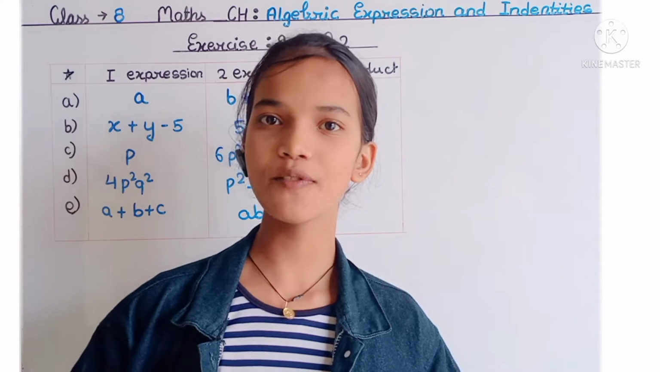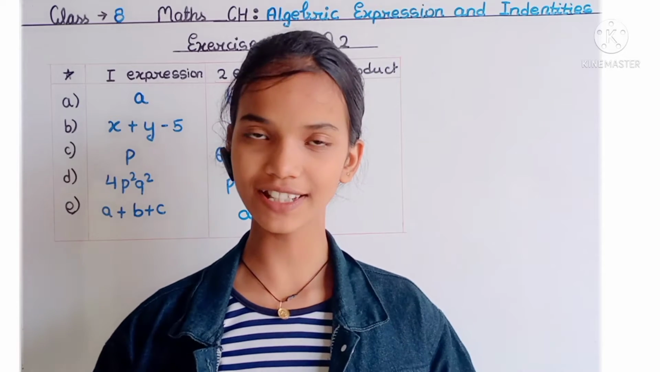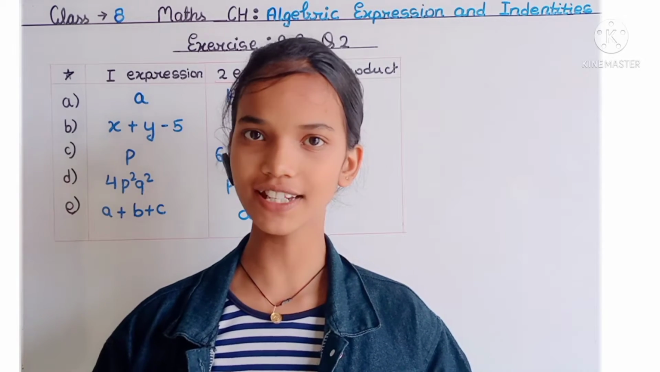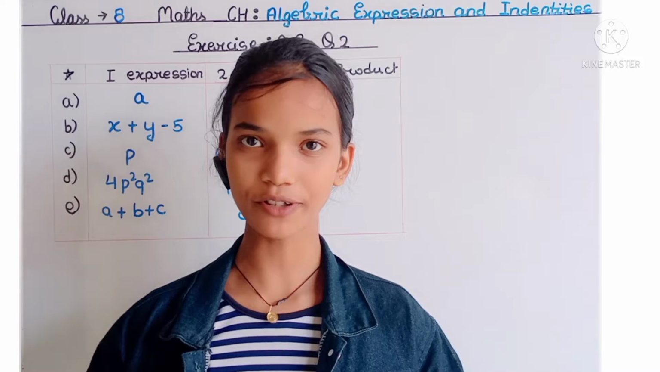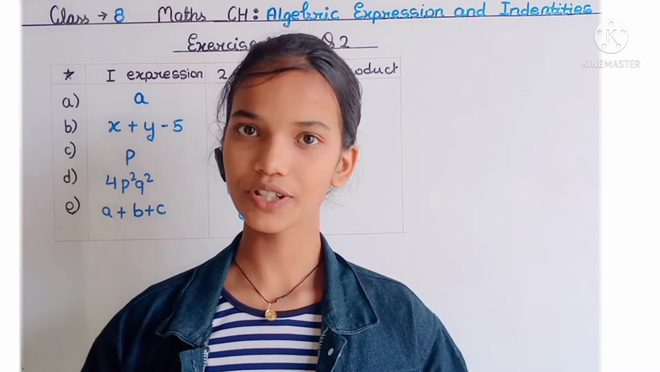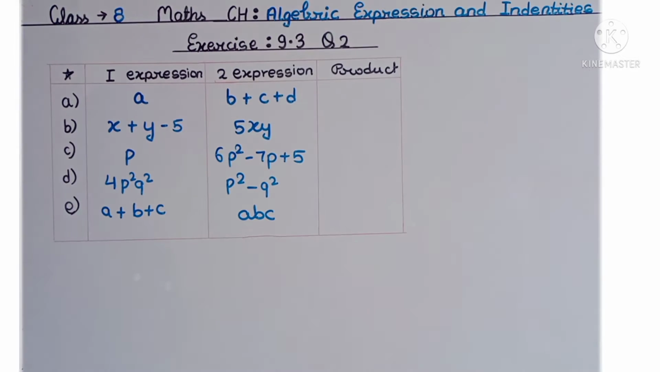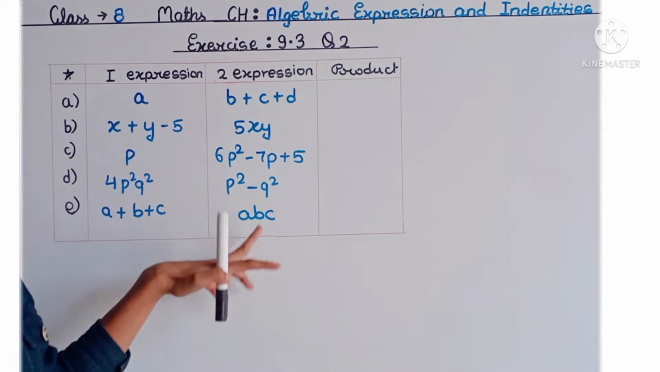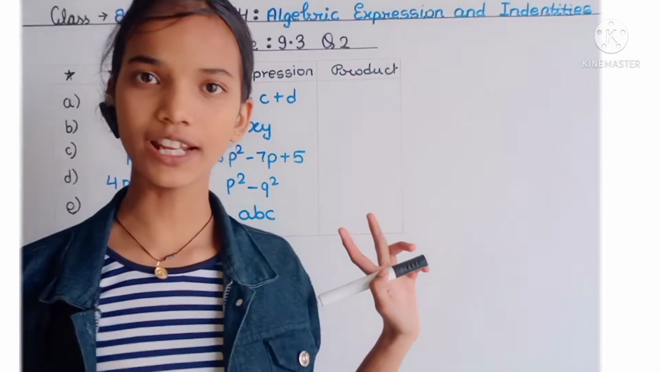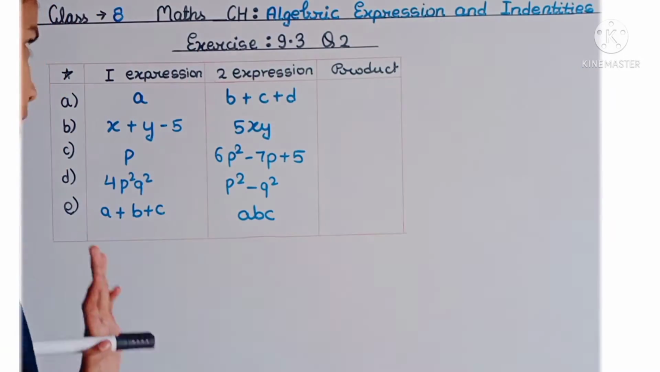But in this video we will discuss the Class 8 Maths NCERT Chapter 9 Algebraic Expression and Identities, Exercise 9.3, question number 2. In this question we have to complete the table given in the book. So what is given in this table? In this table we have the first expression and the second expression, and we have to fill it by finding the product of the given expressions.